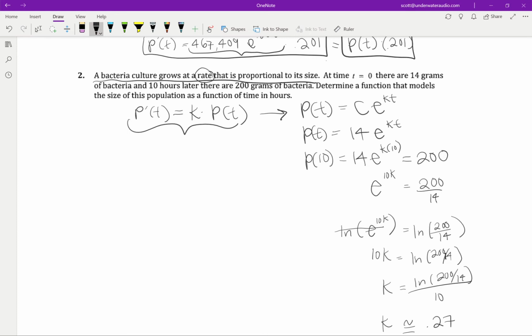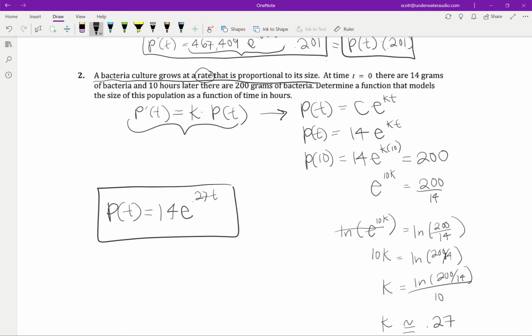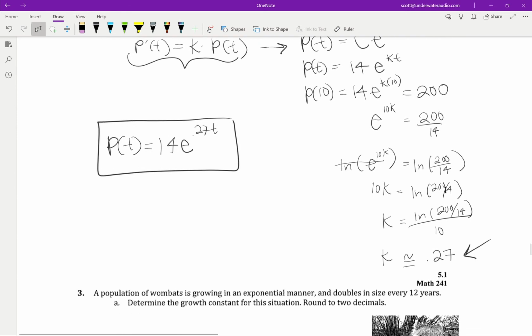So I'm going to do my equation as P of t is equal to C, which I learned was 14. It's in the problem statement. e to the k, which I found was 0.27t. So one thing to think about is my k value is positive, which means it's growth, and that checks with what I was hoping I would get. So yeah, let me know if you have any questions. Let's go on to 3.